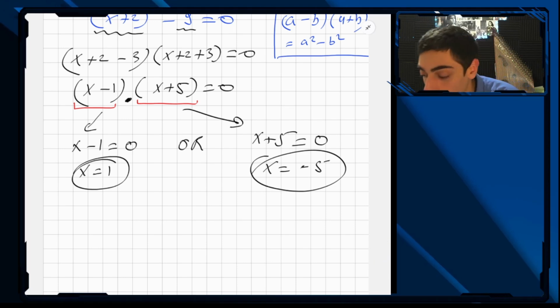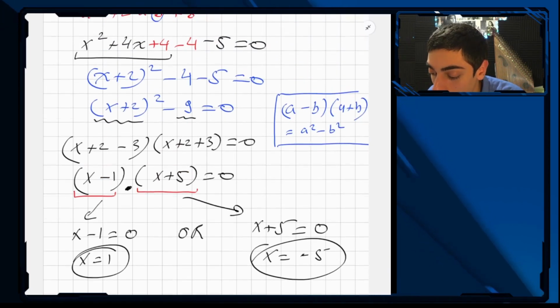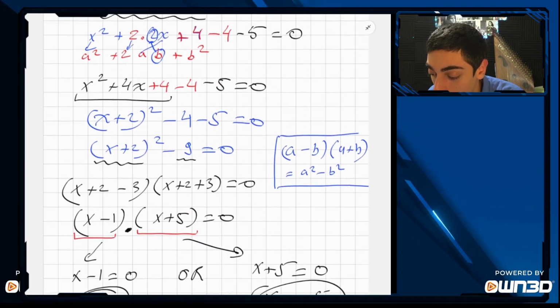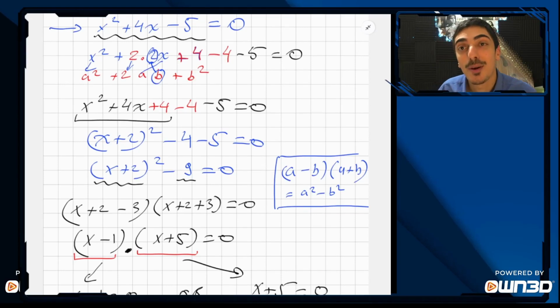And that's how I solve a quadratic equation using remarkable identities and completing the square.